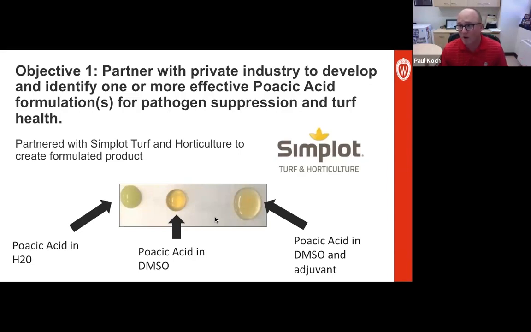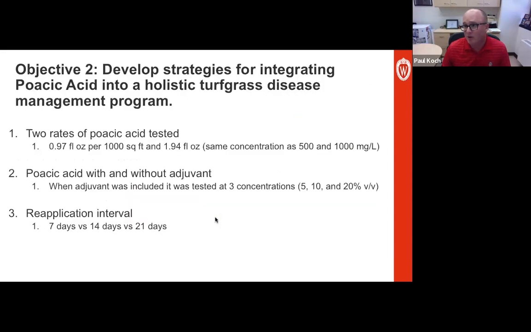So objective 1, we've come up with a formulation that reduces the hydrophobicity. Now we move on to objective 2, and we look at, does the formulated product improve disease control compared to the unformulated product? Well, in objective 2, we had 3 different factors that we tested.